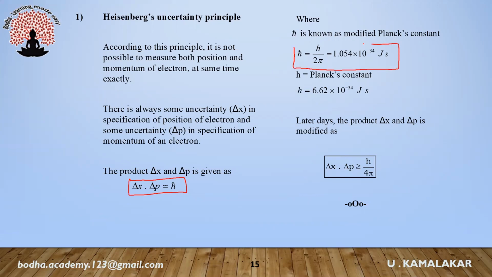that's equal to 1.054 into 10 to the power of minus 34 joule second, where h is Planck's constant. Later, the product delta x and delta p is modified as delta x into delta p is greater than or equal to h by 4 pi.